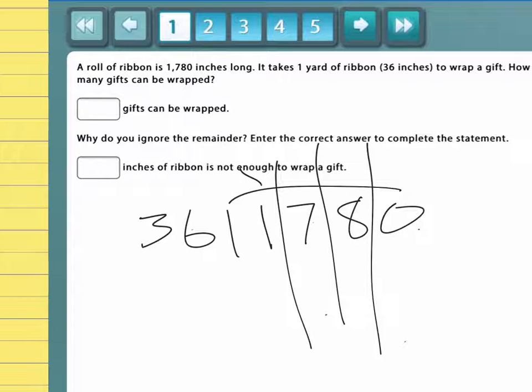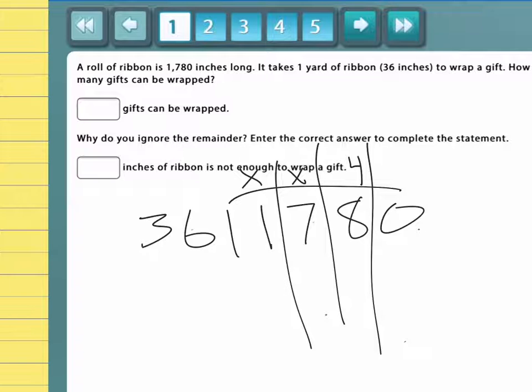So with 36, I could not divide thousands by 36. I could not divide hundreds by 36. Well, let's think about it. 36 is very close to 40. Look for compatible numbers. 40 will go into 178 approximately 4 times, because 4 times 40 is 160. So I'm going to use 4 as my initial estimate. Now I multiply to see if I have an overestimate or underestimate.